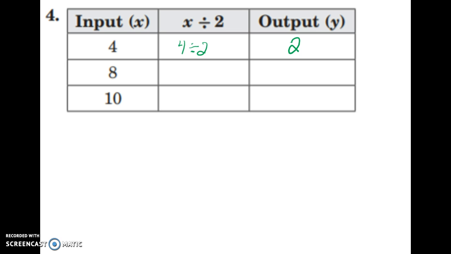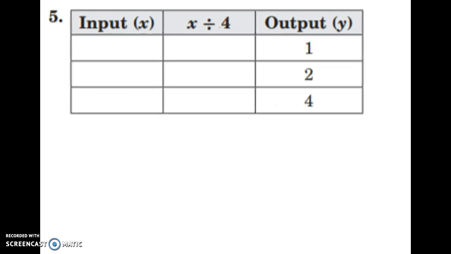Now, notice how I changed to show my division. This time, x equals 8. And it's 8 divided by 2. I used a fraction bar. And 8 divided by 2 is 4. Finally, 10. 10 divided by 2. 10 divided by 2 is 5.